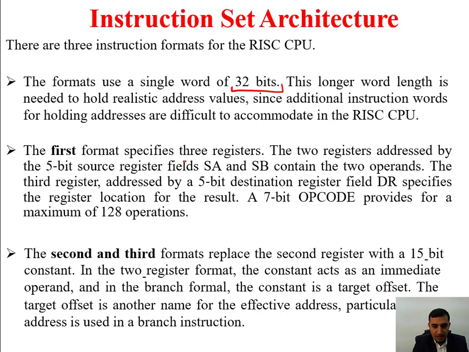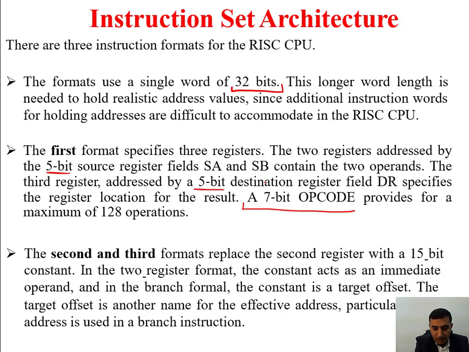The first format has 3 registers. 2 registers are addressed by 5 bits, sorry, 5 bits, not 4 bits, because we have 32 registers, so 2 to the power 5 is 32. And we have the third address, which is also 5 bits. We have 7 bits as the opcode to provide the maximum operations.